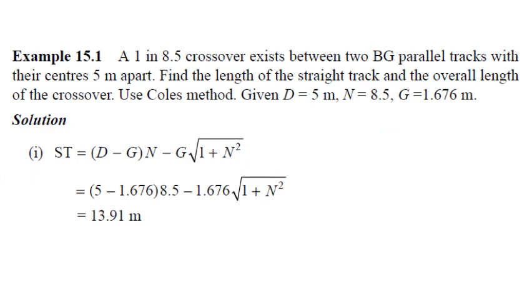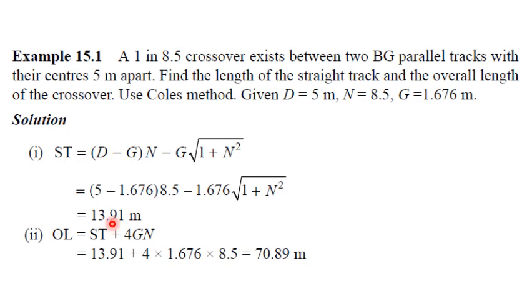So first let's find out the length of the straight track, which is given by the formula D minus G into N minus G into square root of 1 plus N square. Here capital D denotes the distance between the broad gauge parallel tracks. The distance is given as the center to center distance, that is 5 meters. So this can be solved by substituting the values of D, G, N, etc. So finally you get 13.91 meters.